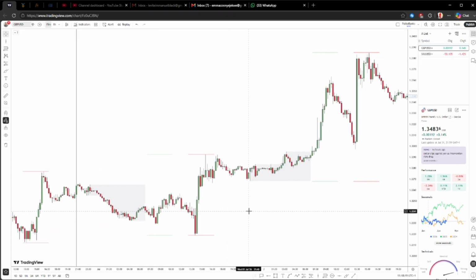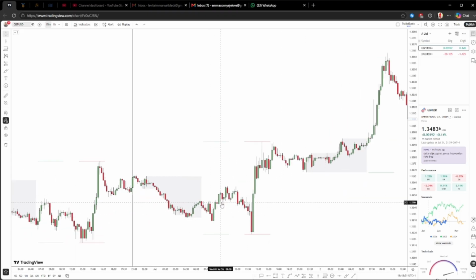But this one came back at this level. I entered here, got stopped out, and I entered again. I entered here, then the stop loss was at this level, got stopped out here, then I entered again, and then it hit the profit. That is how my month started in July, which is very, very tough.